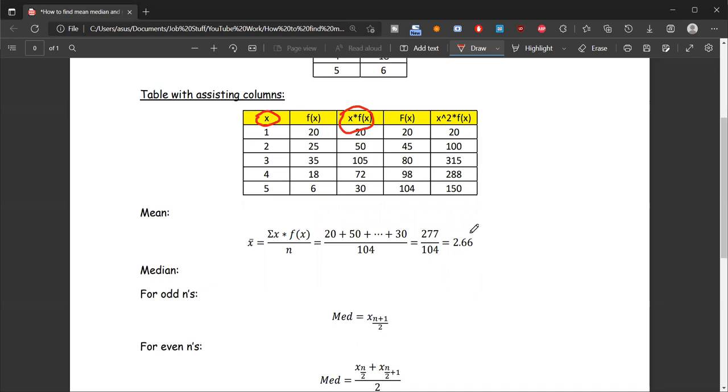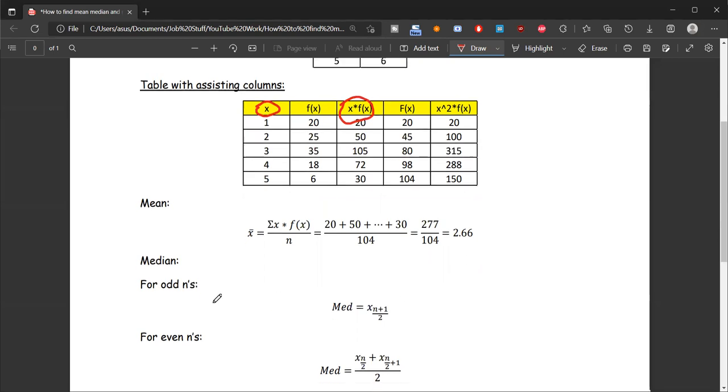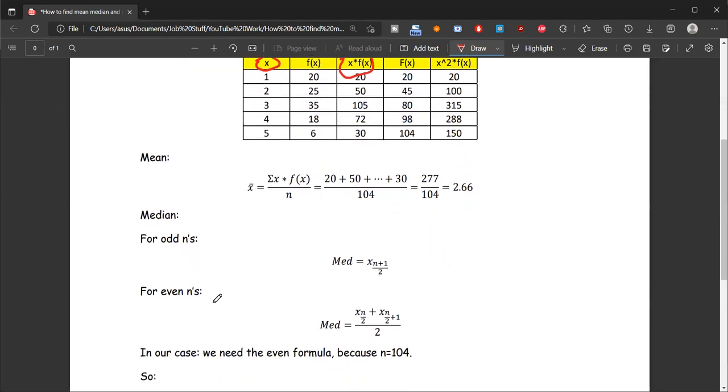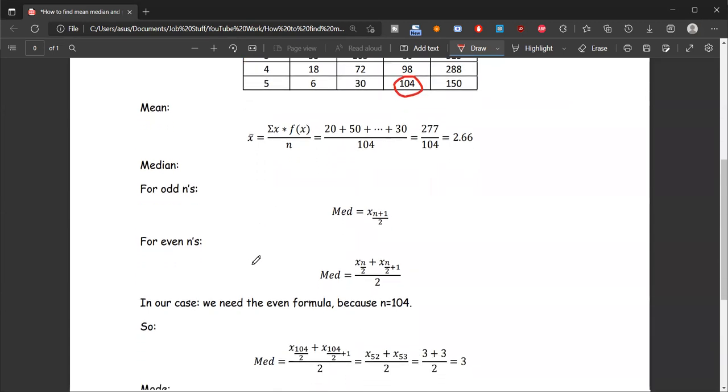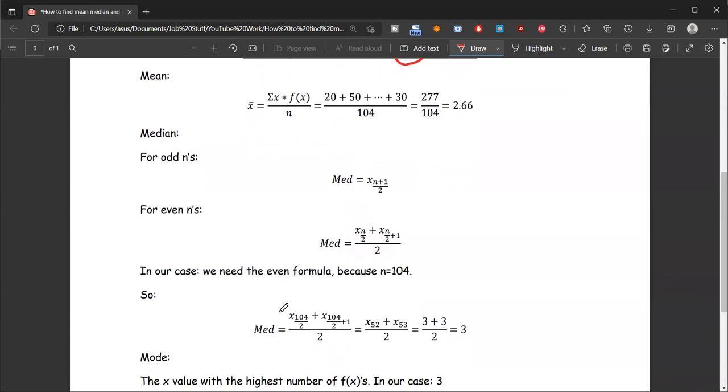All right, so when we go to the median, we have two formulas we need to use. We need to use either one for an odd number of respondents, or one for an even number of respondents. So for an odd number of respondents, we have this formula, and for an even number we have this formula. Since we have in total 104 respondents, which is an even number, we're going to use the second formula. So we have 104 over 2, which gives us 52.